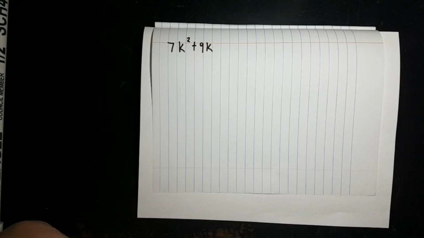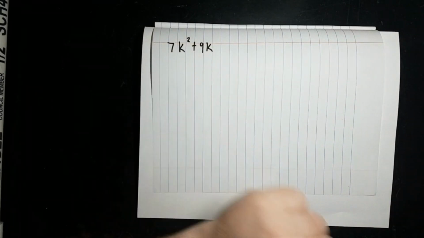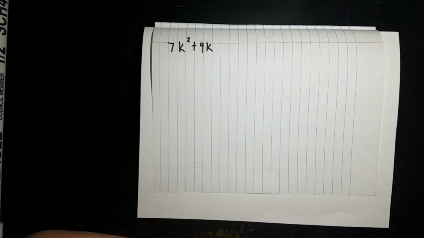Instead, I'm going to continue with the Tucker method, exactly as I have it. Step 1, GCF, greatest common factor. Mr. Markey, 7 and 9, they don't have anything in common. But both terms have a variable in common.